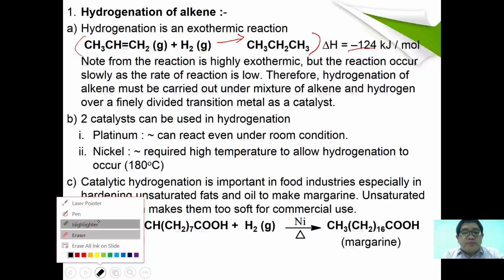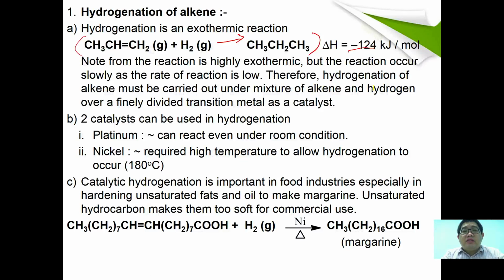Therefore, hydrogenation must be carried out using a mixture of alkene and hydrogen over a finely divided transition metal as catalyst. So there are two general catalysts which can be used for hydrogenation. Recommended is platinum, and if you use platinum as catalyst, you can even react at room temperature and pressure. However, if you use a slightly cheaper catalyst, which is nickel, you require heating at temperatures as high as 180 degrees Celsius. Both of them will make the hydrogenation reaction faster and more effective.